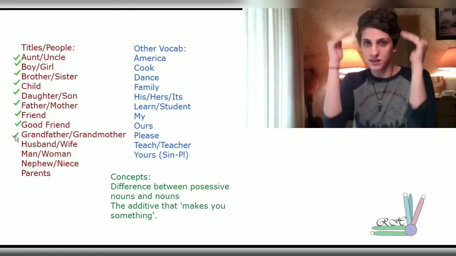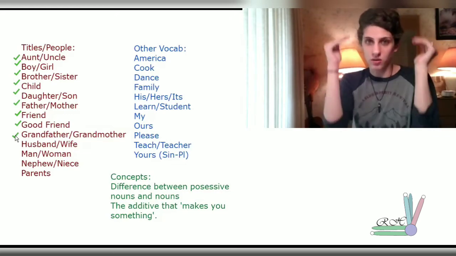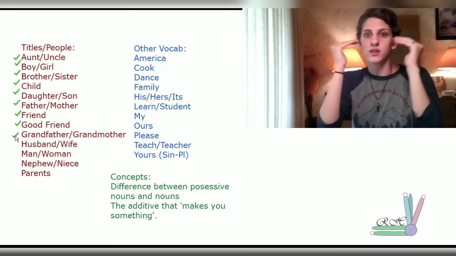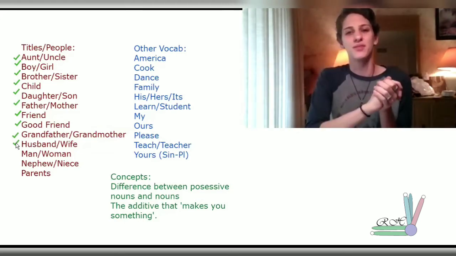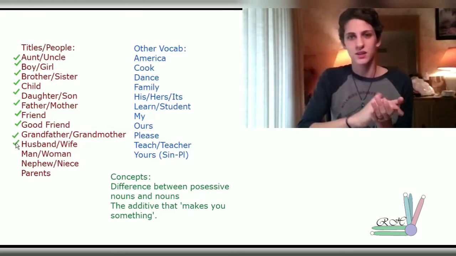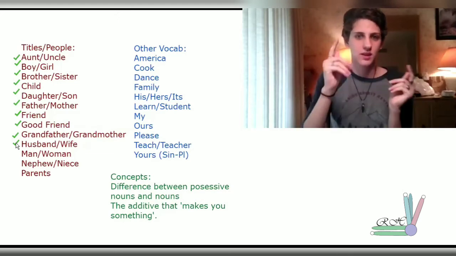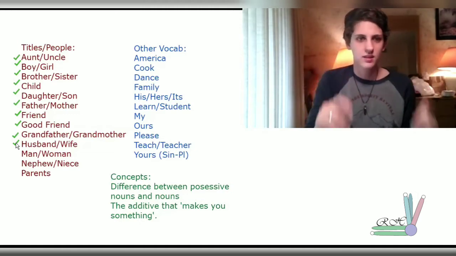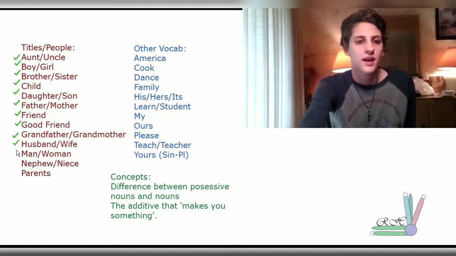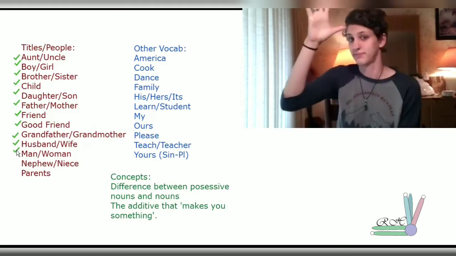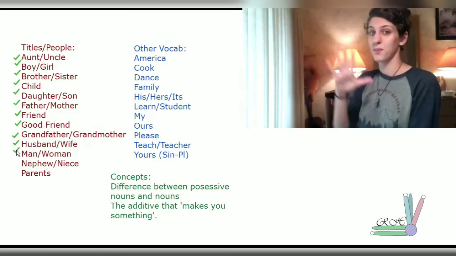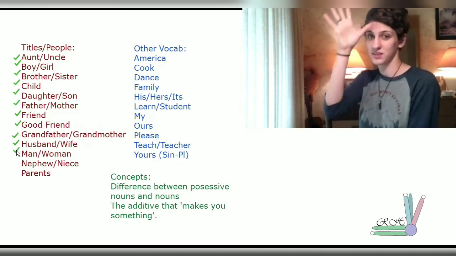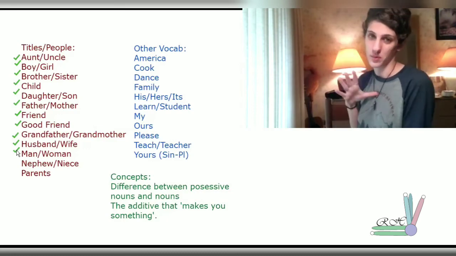And notice again that they follow those rules. Guys are up here, girls are down. So wife, husband, wife. I'm doing that same thing. Okay. Man and woman. Man, woman. Same things. Man, woman.